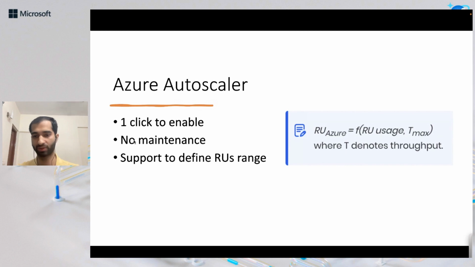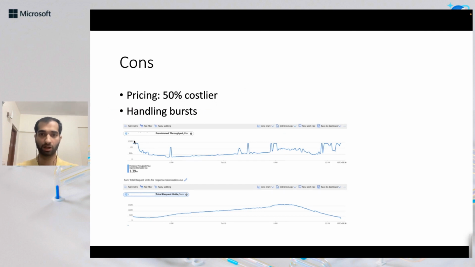As you can see on the right, the RUs set by the Azure autoscaler are a function of the RU usage and the maximum throughput which you set. It's as simple as that. However, there are also a few problems with it. First of all is the pricing itself. Just for using the Azure Autoscaler, if you're using it in a single region, the price of the RU itself is 50% costlier. So let's say that you want to use 300k RUs, and sometimes the traffic even goes up to 350k RUs hypothetically.